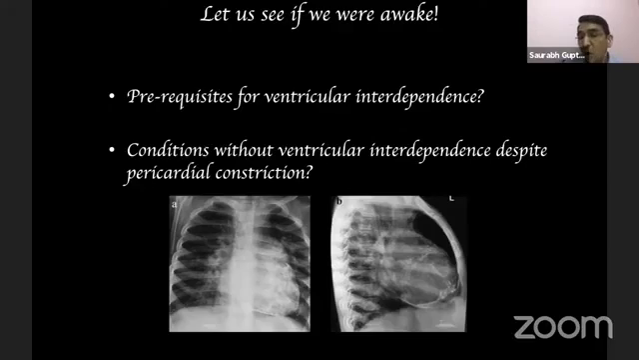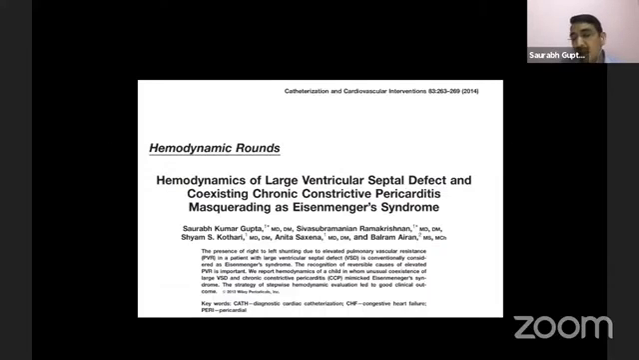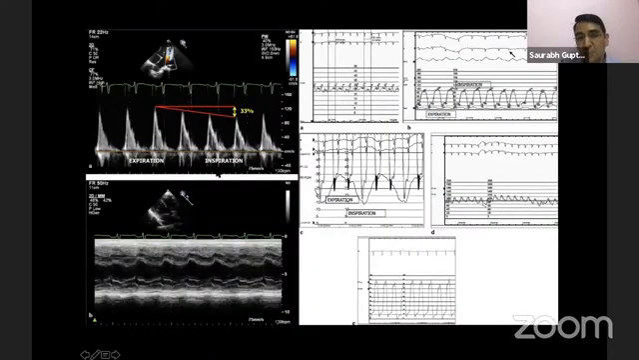Are there any conditions without ventricular interdependence despite pericardial constriction? For example, in this case, there is obviously pericardial constriction, but can there be a condition when there is no ventricular interdependence, or the ventricles are moving concordantly? The answer is, if there is a large ventricular septal defect, then it will not happen, because both the ventricles will work in the same fashion. There is no reason why there should be reduction in LV pressure during expiration and increase in the RV pressure during inspiration. So this patient actually had no septal bounce.